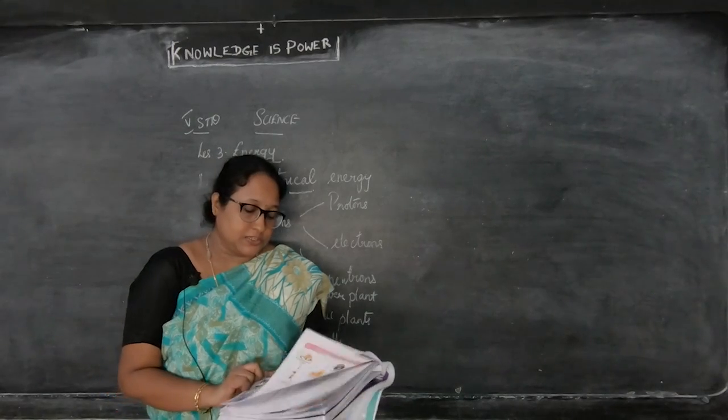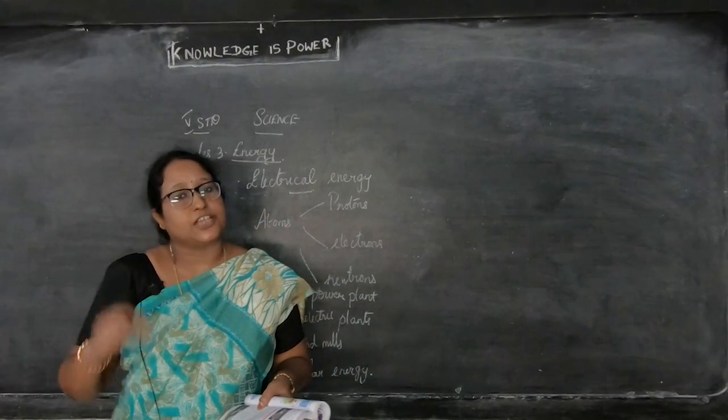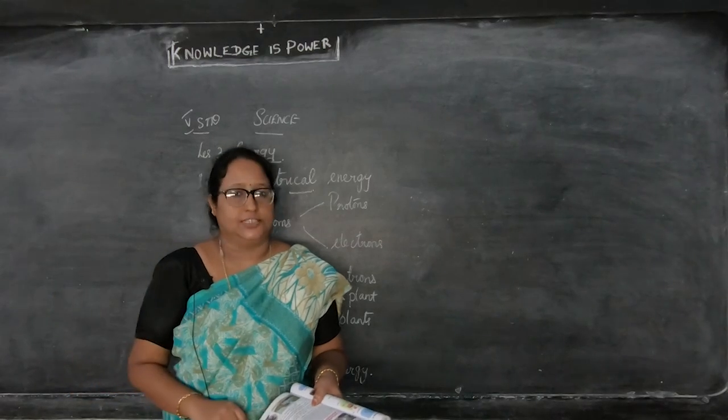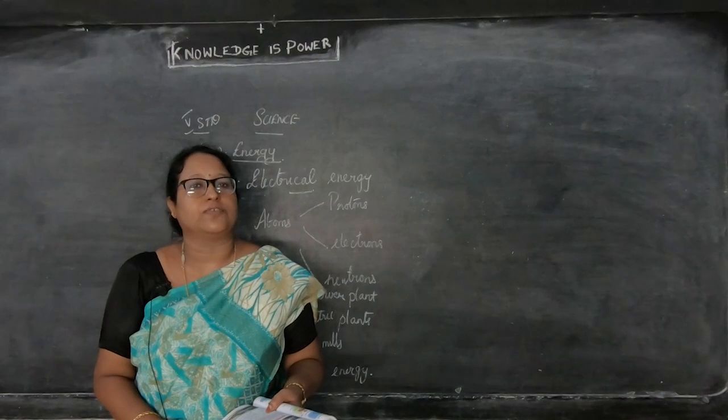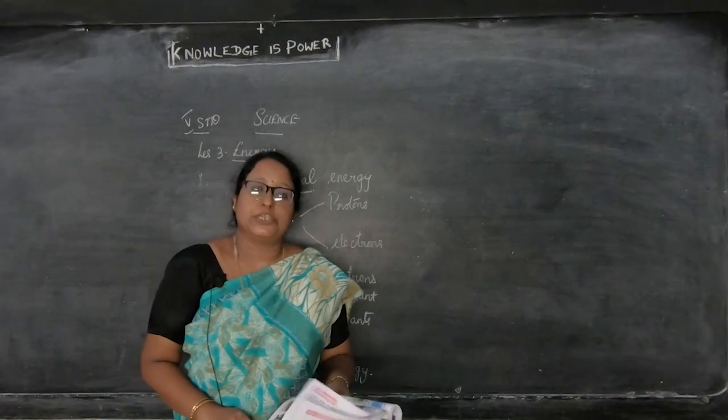Now it is used to run cars and trains. Even the electric energy is used in the cars and trains also. Then it is used in factories to produce materials. So factories la kuda avanga electrical energy use பண்றாங்க to produce materials.